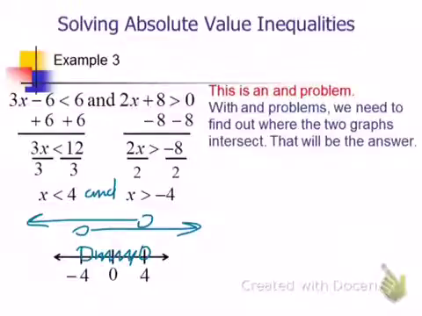We'll see in the next unit how these cannot intersect at all and have no solution. So you have to make sure that you graph it and actually look for crossover. If you don't have crossover, then you don't have a solution on an "and" problem. All right?